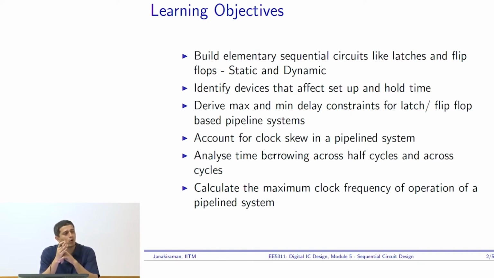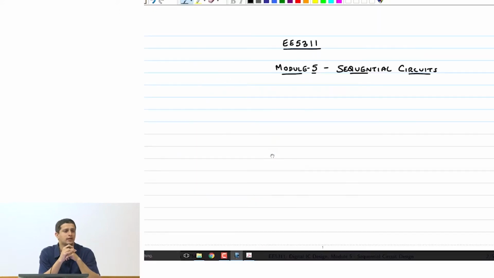Okay, but you should do it only with a latch based system. You cannot do it with a flop based system. Okay, so we'll look at that. And then finally, you should be able to calculate the maximum clock frequency of operation of a pipeline system.